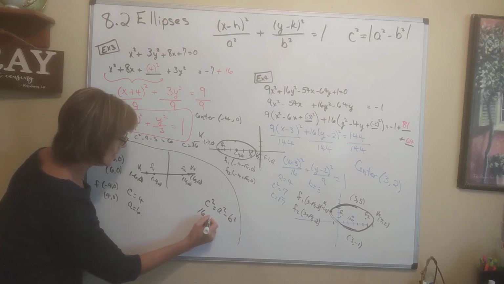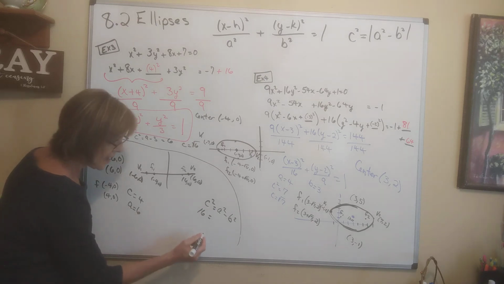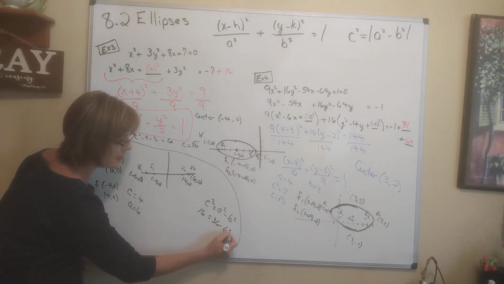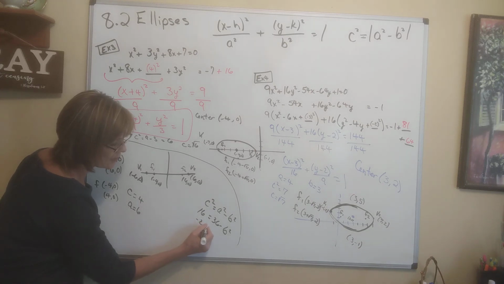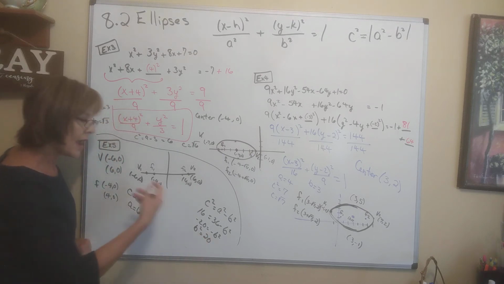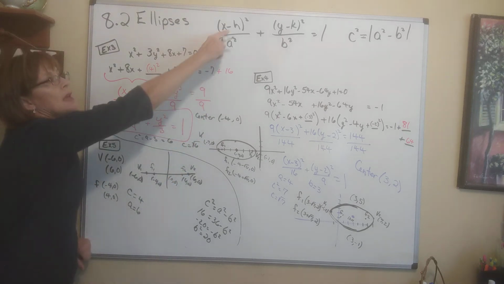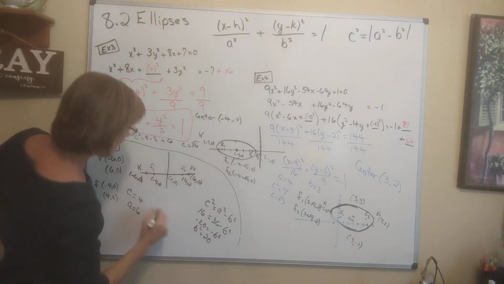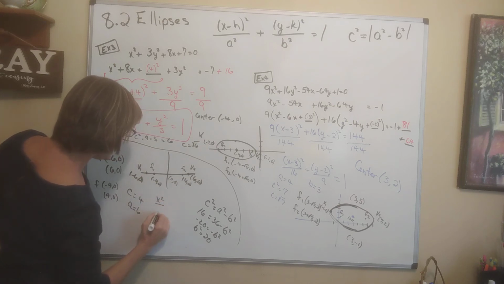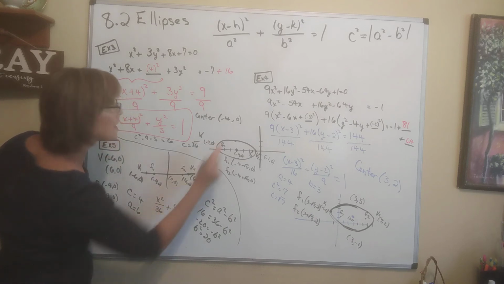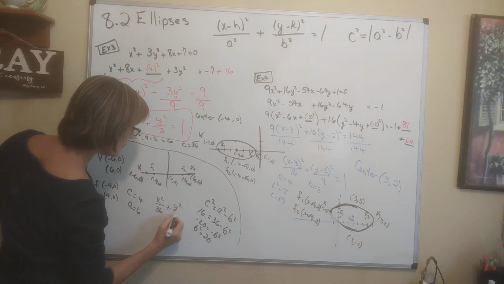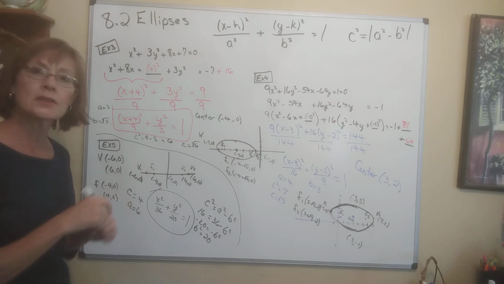So 16 is 4 squared. It's going to be A squared, 36, minus B squared. If I subtract 36 from both sides, I get -20 is -B squared, or that B squared is 20. How do I write this equation? Well, it's centered at the origin, right? (0, 0). So this H is 0 and this K is 0. So I just have X squared over A squared, which is 36, plus Y squared, because this is also 0, over B squared, which is 20, is equal to 1. And we have come up with that equation just like that.